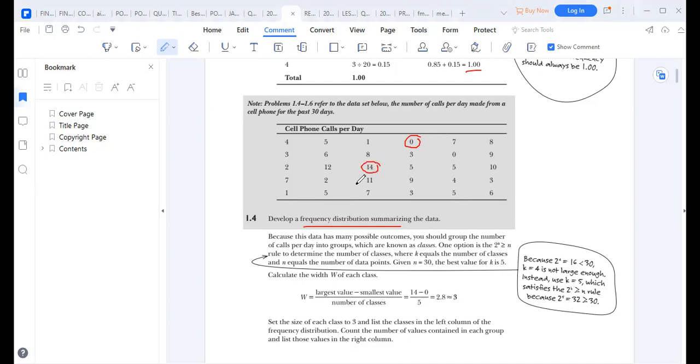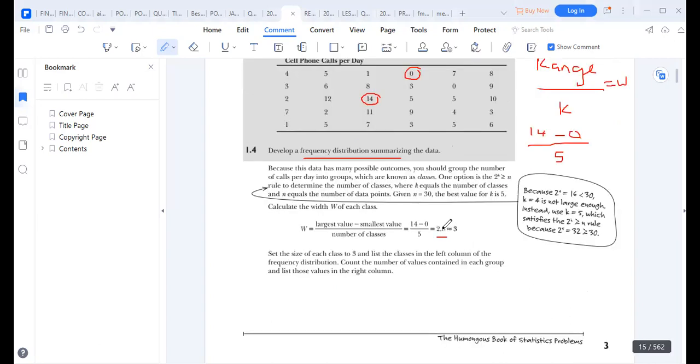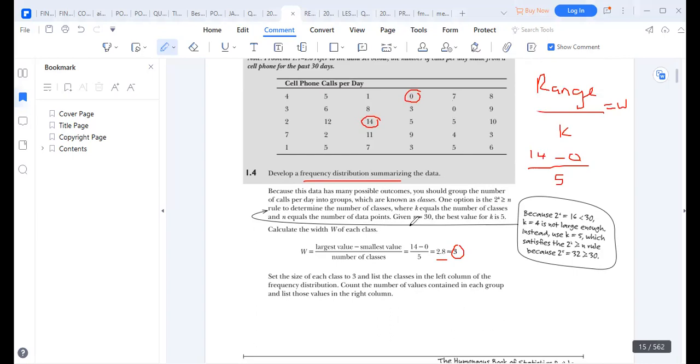So we need to come up with what is called a class width. Class width is simply, we find the range, and we divide it by the number of classes that we want, k. So this is what we call the class width. So the highest number here is what, 14? The lowest number is 0. And if we want to have how many classes? 5 classes, we can divide this by 5. So 14 minus 0 is 14. Divided by 5 is 2.8. So roughly, we're looking at a class width of what? 3. So you can now start regrouping them.